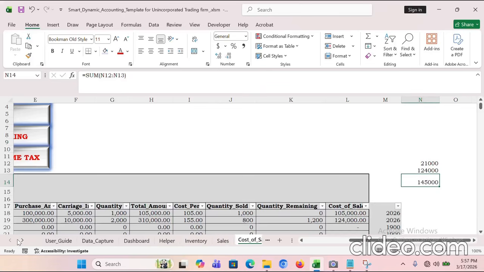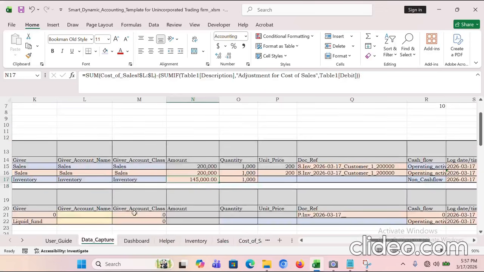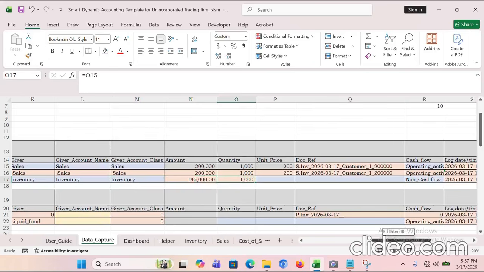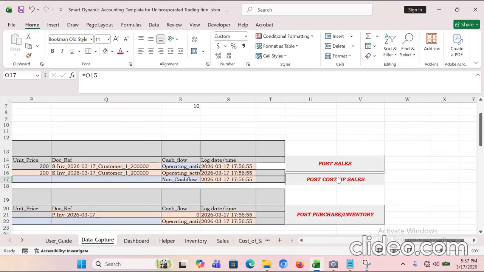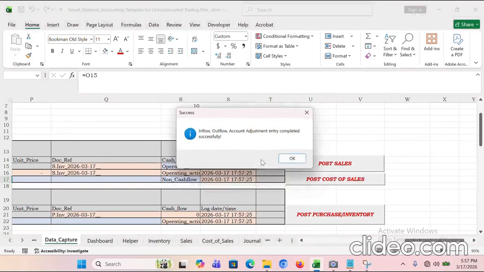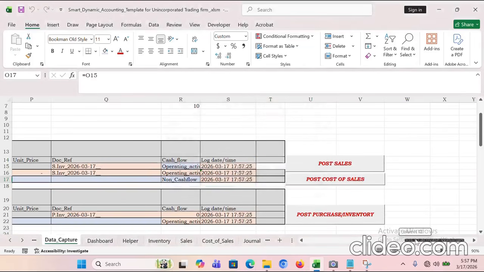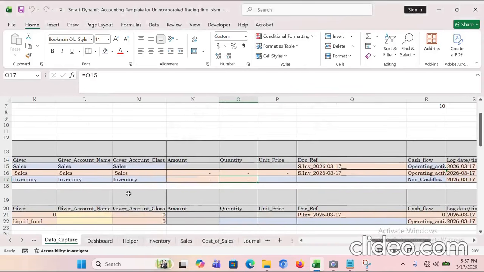So we should expect to see this 145,000 in our data capture sheet. You can see 145,000, 1,000 units. I'm just trying to show you that we are actually adopting the FIFO technique, and everything is auto computed and generated. So we can go ahead and post this cost of sales. Once you post this cost of sales, it moves to cost of sales.